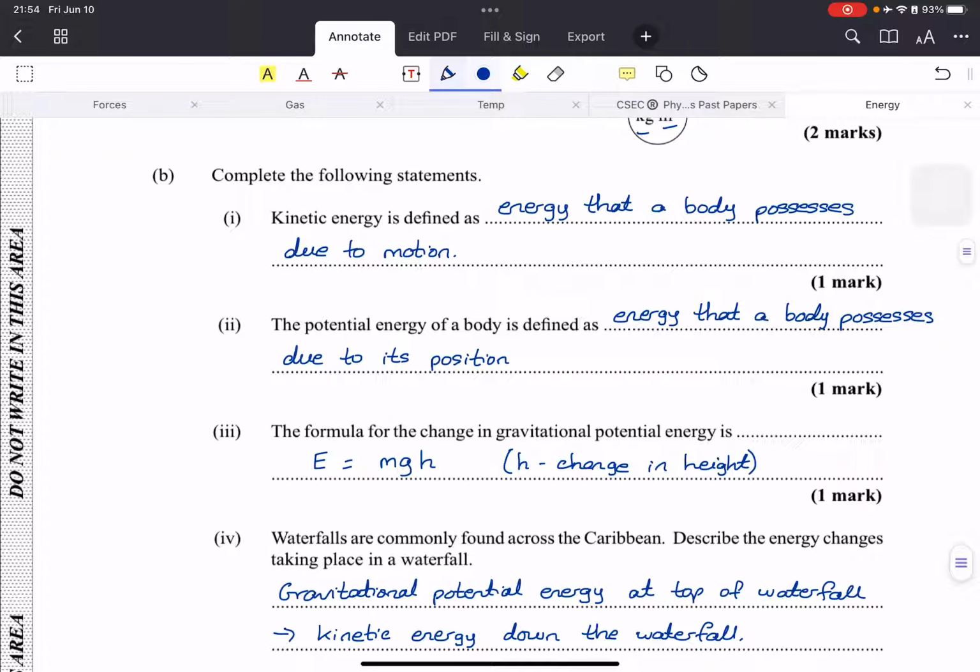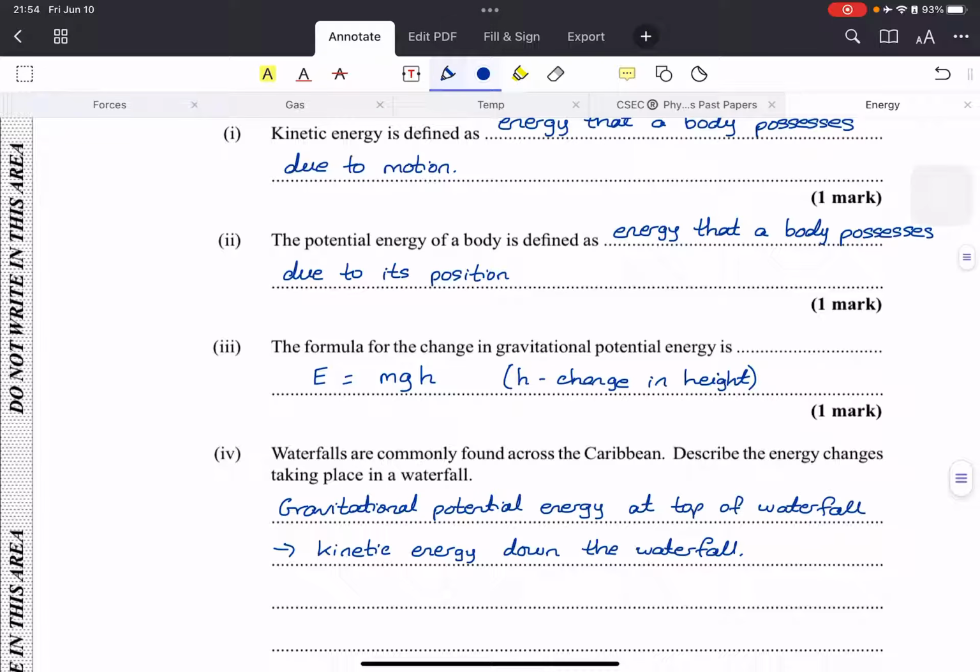But here we have the definitions for some of the forms of energy. Kinetic energy could be defined as energy that a body possesses by virtue of its motion. Potential is the opposite, energy that a body possesses by virtue of its position. And finally, we have one of the important formulae you need to learn here. This is the potential energy formula, which is E equals mgh, mass multiplied by gravity multiplied by h, which is the height or the change in height, right?